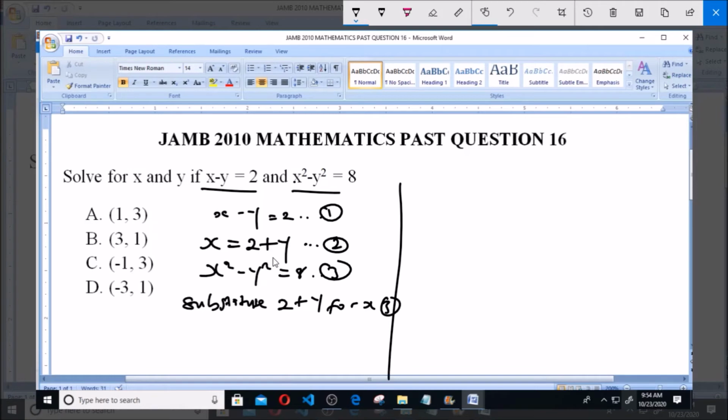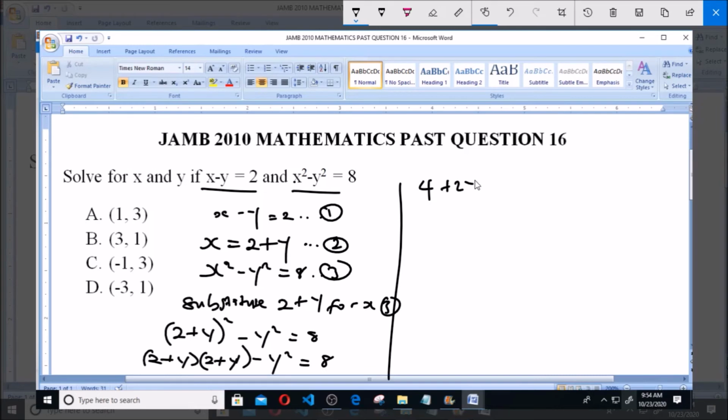So now we have x squared minus y squared, meaning 2 plus y, everything squared, minus y squared is equal to 8. Now opening this bracket, we'll have 2 plus y multiplied by 2 plus y, minus y squared equal to 8. Now 2 multiplied by 2 gives us 4, 2 multiplied by y gives us plus 2y, y multiplied by 2 gives us plus 2y, and y multiplied by y gives us y squared, minus y squared equals 8. Now y squared minus y squared gives us 0, so we have 4 plus 4y equals 8.